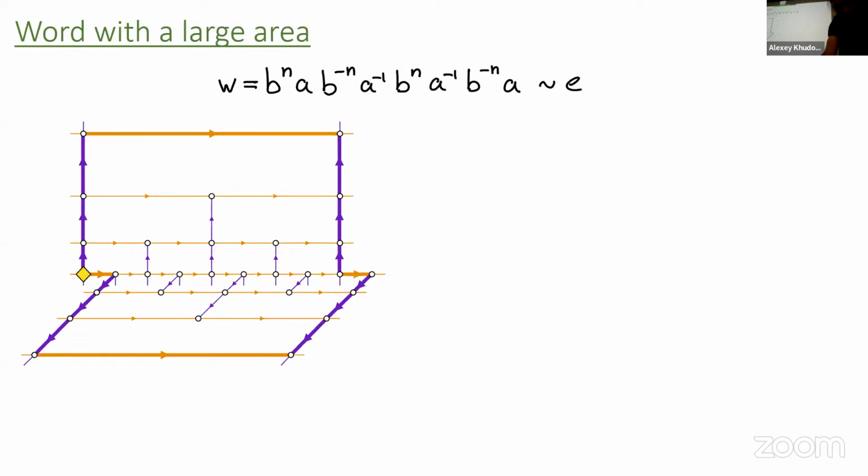Okay, so now let me show you that this group has the interesting properties that we need. Let me construct the following word, so you can see it written there, and you can check that it multiplies to the identity. We can draw it on the Cayley graph in this way. It goes n steps in the B direction, then one step in the A direction, then n steps back in the B direction, then in the A direction again, and then it goes to a different sheet and repeats the same pattern on a different sheet until it comes back to the origin.